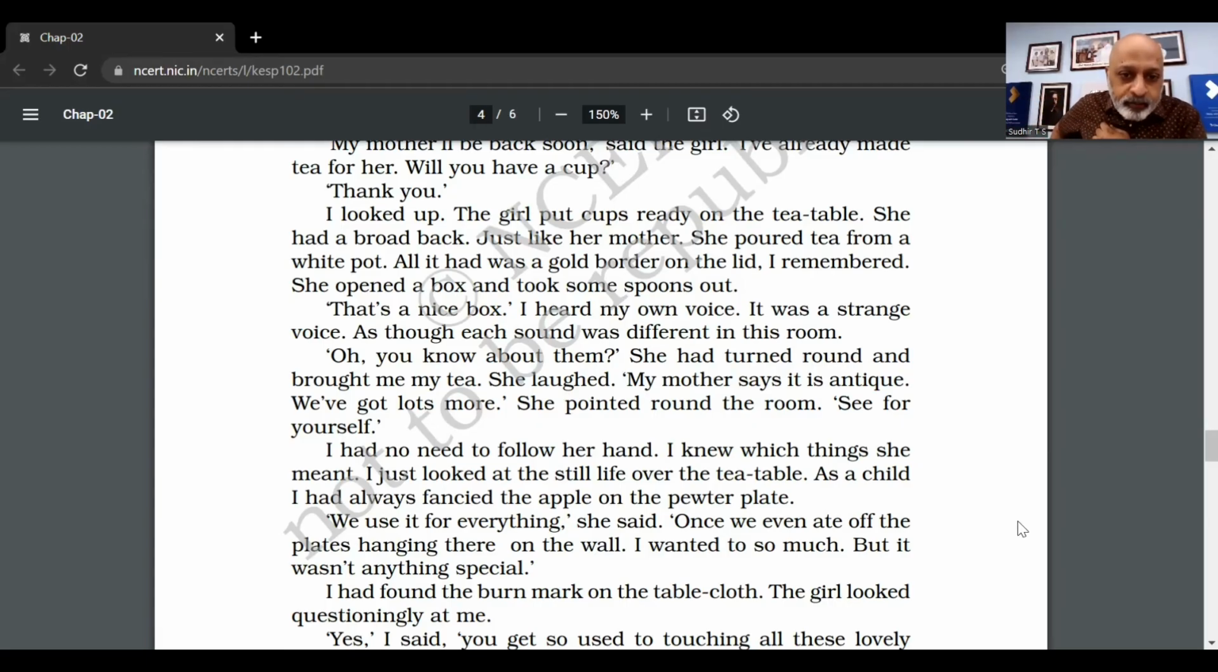I had no need to follow her hand. I knew which things she meant. She said, my mother says it's antique. We have got lots more. She points it out as though the girl is innocent. She doesn't know that these things belong to this girl's family only.